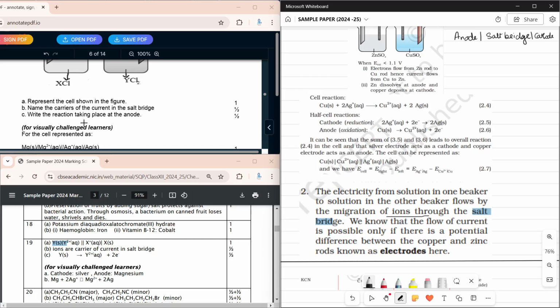The last question is, write the reaction taking place at the anode. According to the CBSE marking scheme, Y is the anode. So Y gives rise to Y2+ plus 2 electrons. In my opinion, I don't think that Y is the anode. So I'm just going to say X gives rise to X+ plus an electron. Oh, solid. I'm sorry.